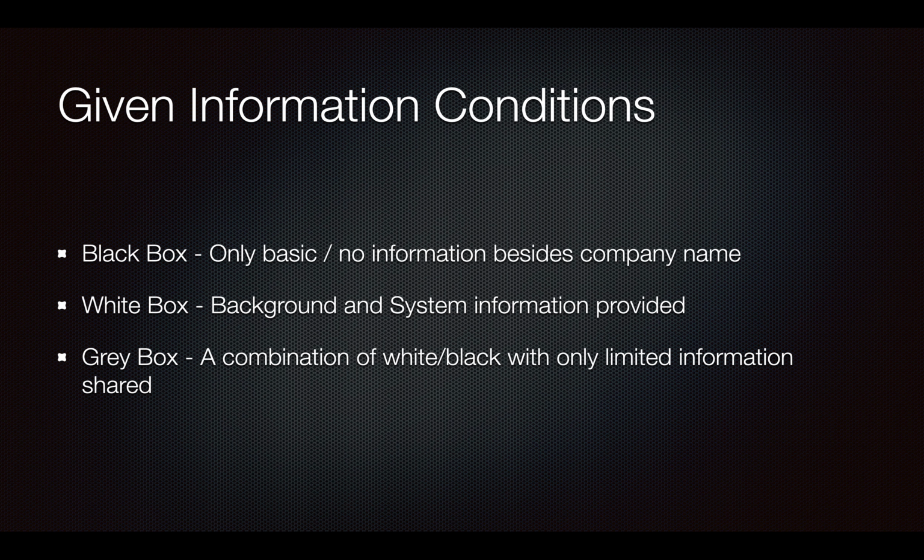Now, if you are pen testing, you're given certain information conditions. The main three are black box, which is only basic or no information is given besides the company name. Then there's white box, which is background and system information are provided. And then lastly, there's gray box, which is a combination of white and black, but with only limited information shared.